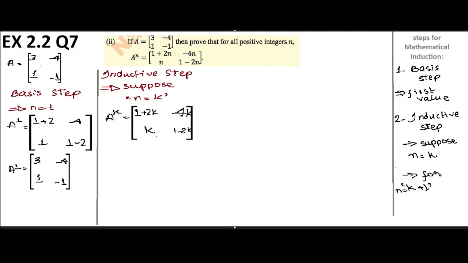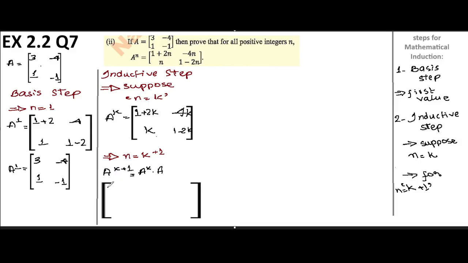The next sub-step of the inductive step is n equals k plus 1, and we have to prove it for that value. So here A raised to the power k plus 1 equals A raised to the power k dot A. We are going to write A raised to the power k plus 1 over here, and then multiply these two matrices. So A raised to the power k plus 1 equals, we just replace the value of n by k plus 1.